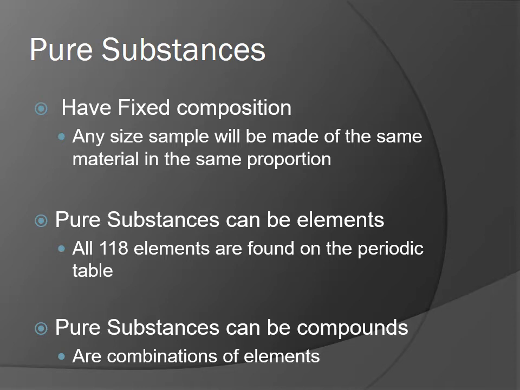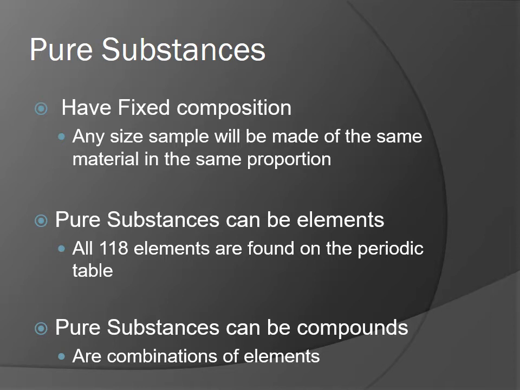Sugar happens to be made of carbon and hydrogen and oxygen, which are three elements in a particular combination. And no matter what sample size you have, it will always have the exact same proportions of carbon and hydrogen and oxygen that make up that sugar. This is what it means to be a pure substance. If it's just an element like carbon, then all carbon would be exactly the same. So again, a pure substance.